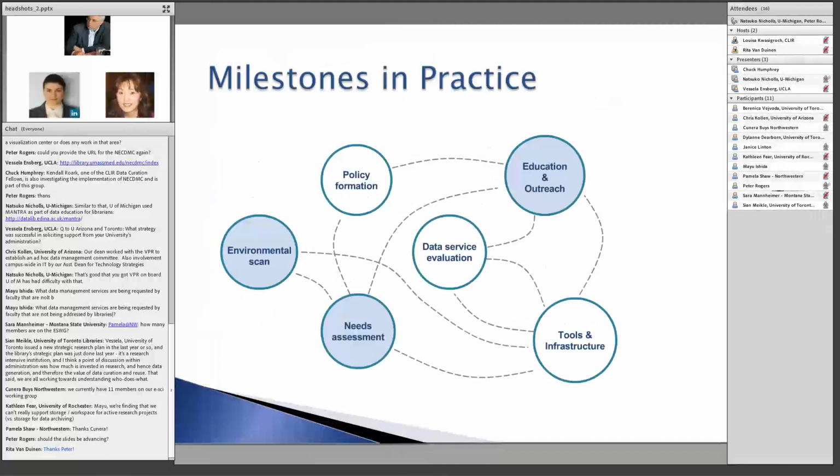Next, we'd like to show a roadmap in practice. Again, there is no single roadmap that is correct or wrong, but we certainly have seen some pattern from a broad sampling of research data services trend.